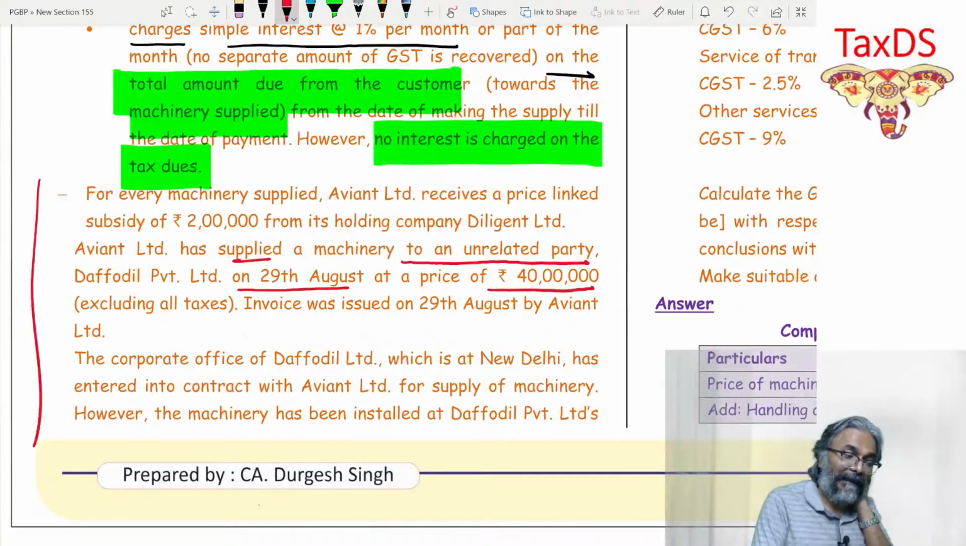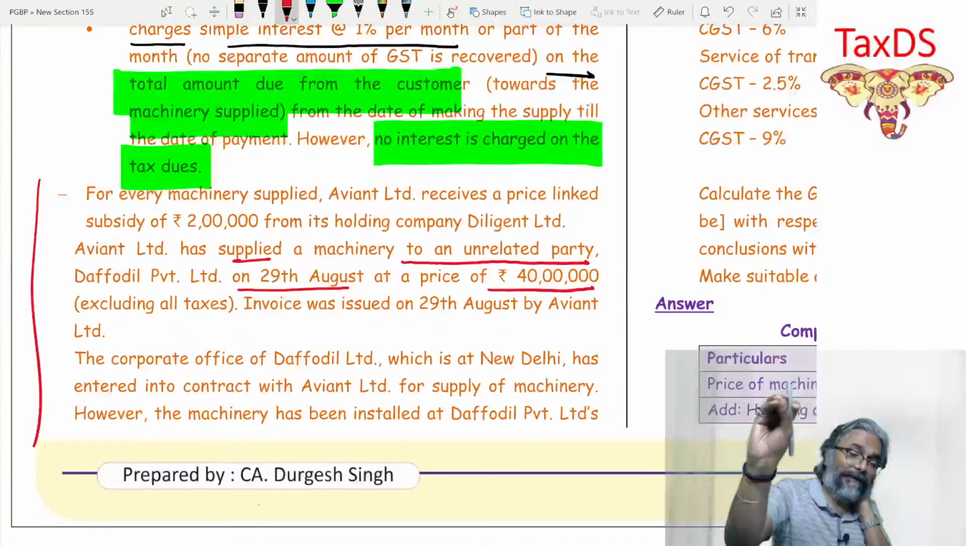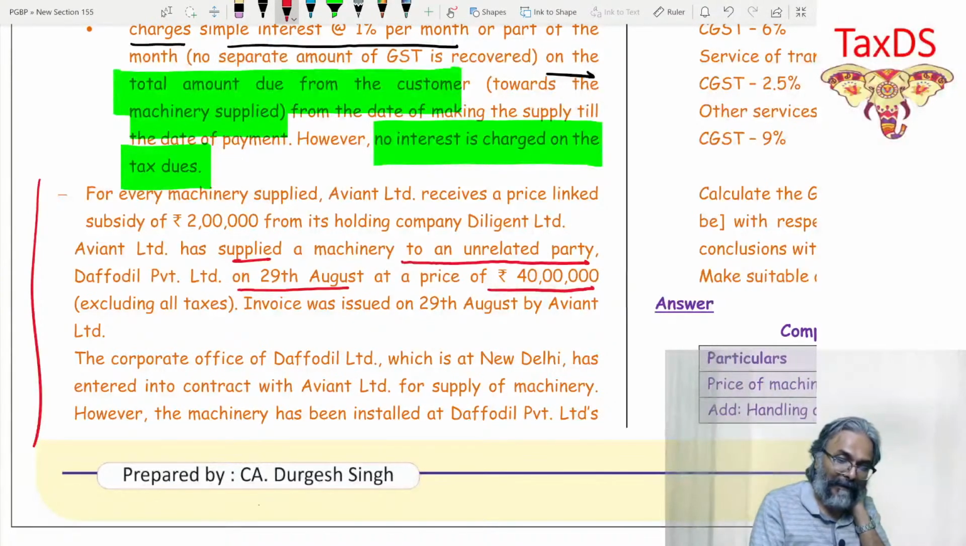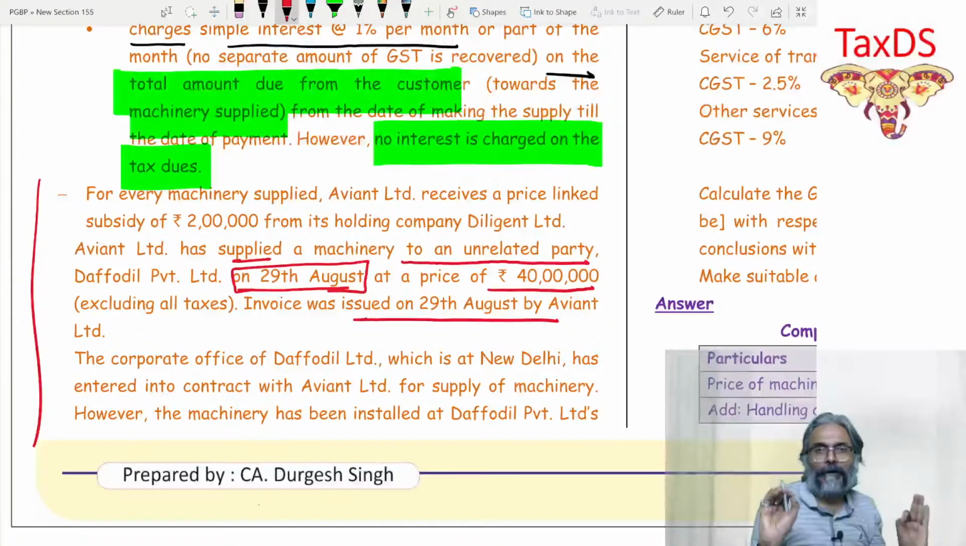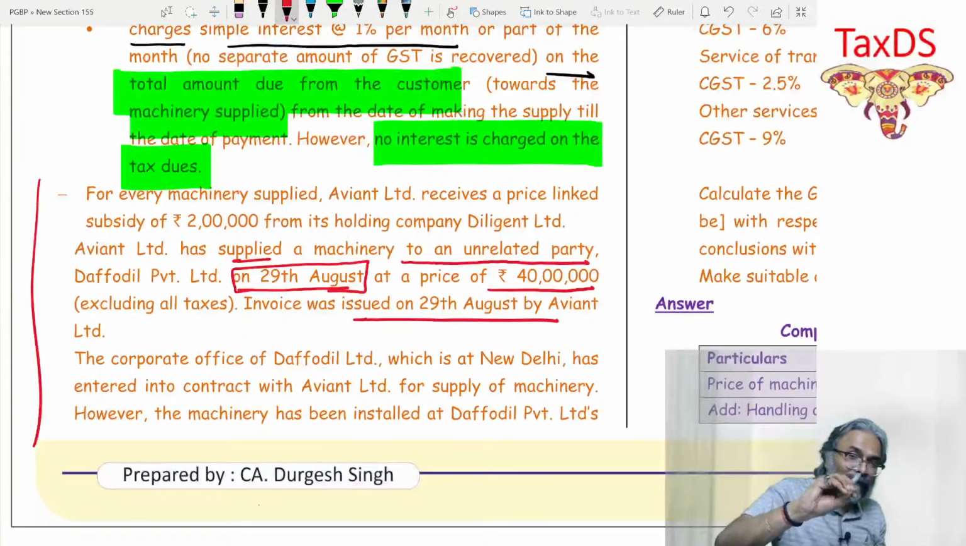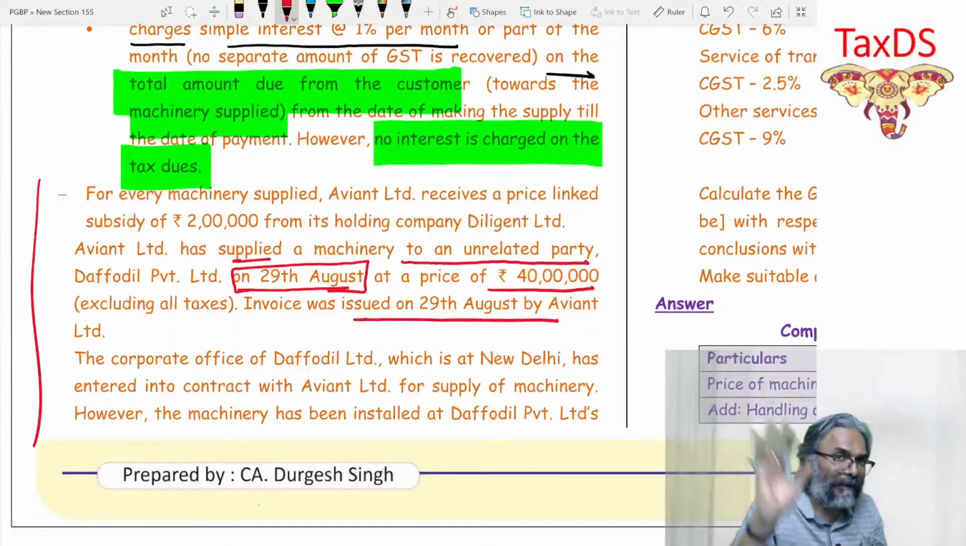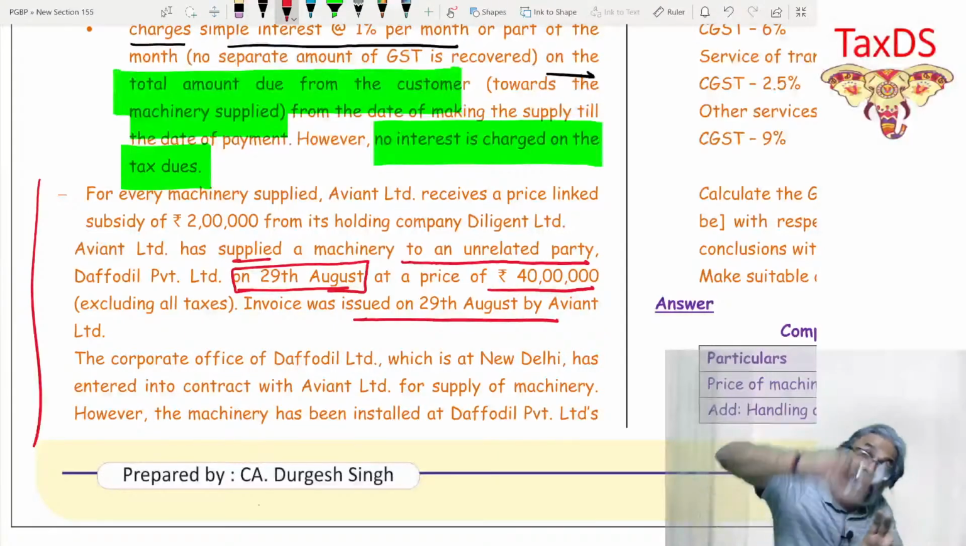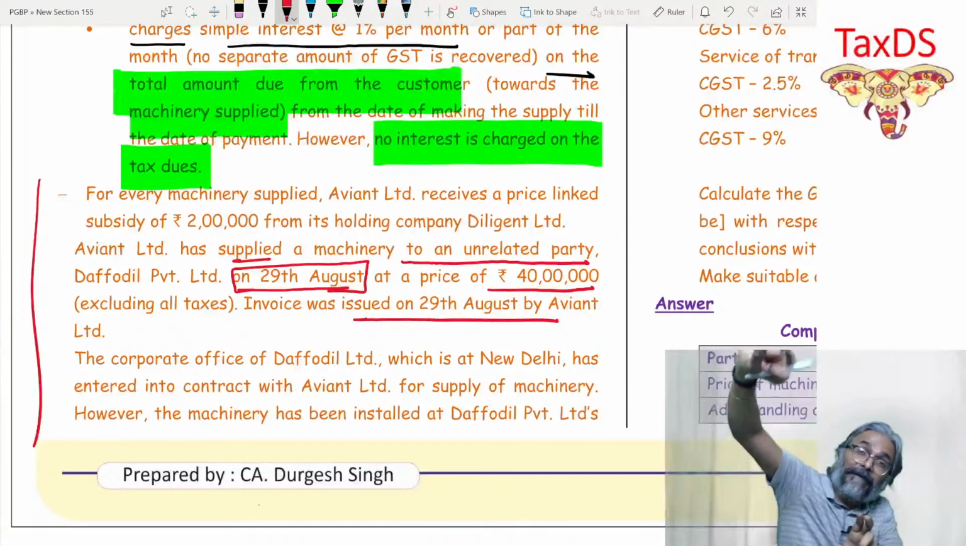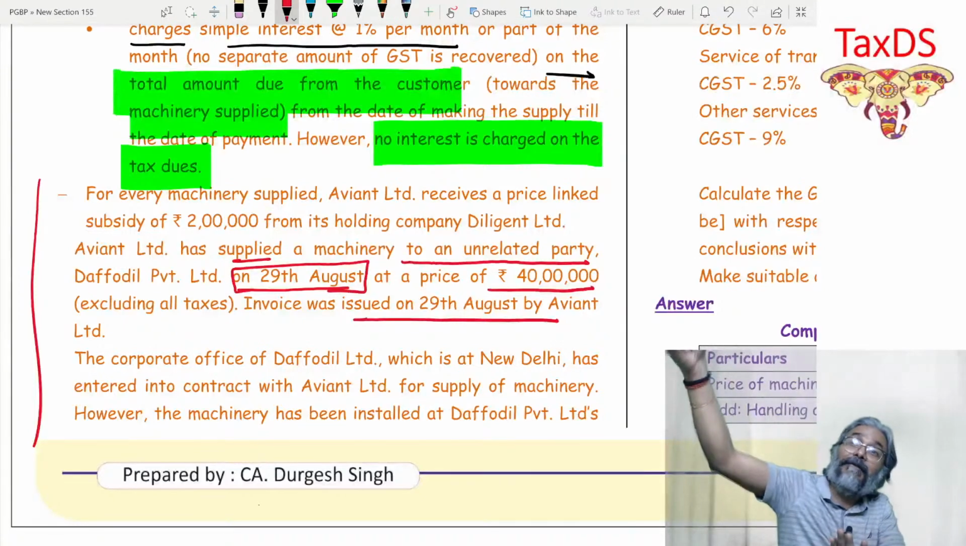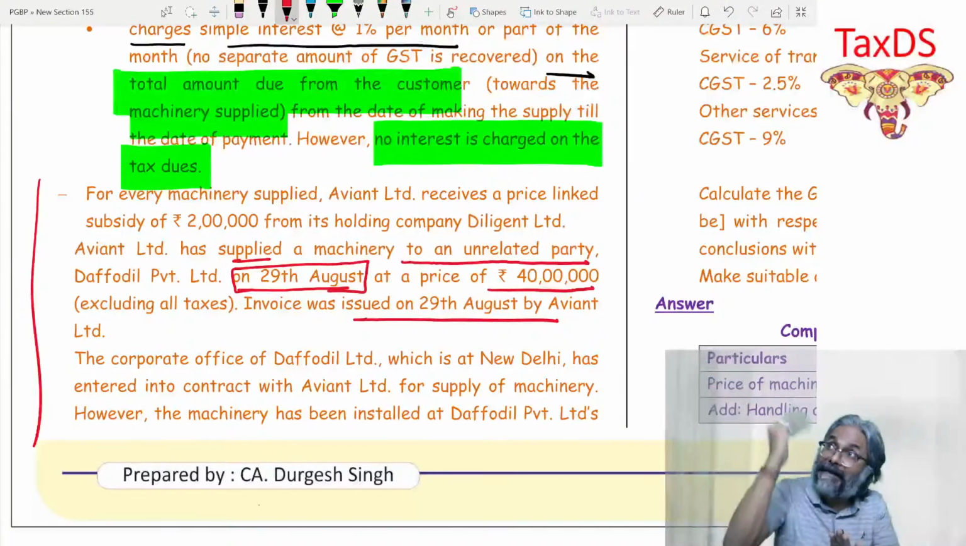Students, please understand, Avient has supplied a machine to an unrelated party. This is the transaction, or the supply, on 29th August. Be careful: at a price of 40 lakhs, exclusive of taxes. The invoice was issued on 29th August, so this is a supply of August. Now understand, on the supply of August, the cash discount will be given, because everyone will say, I will make the payment in 15 days. And if he doesn't make the payment, then the recovery, reversal, and the interest will be charged or received in the next month.